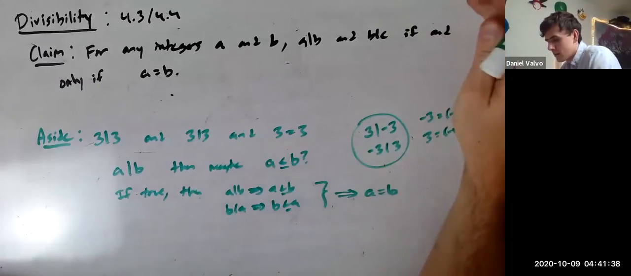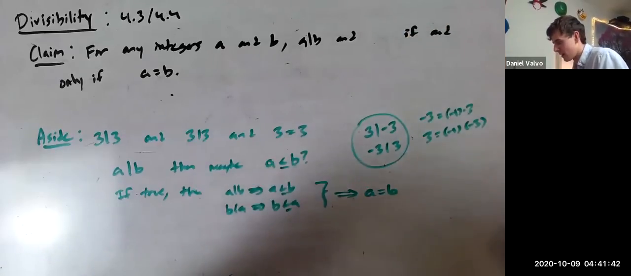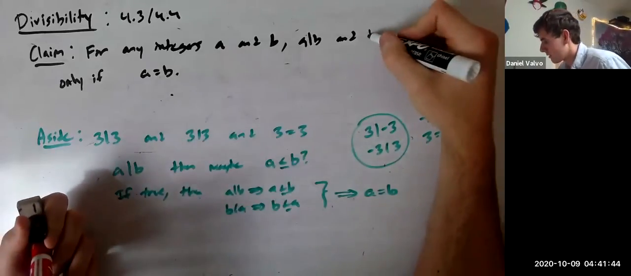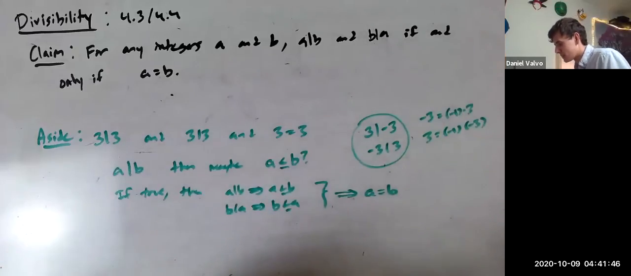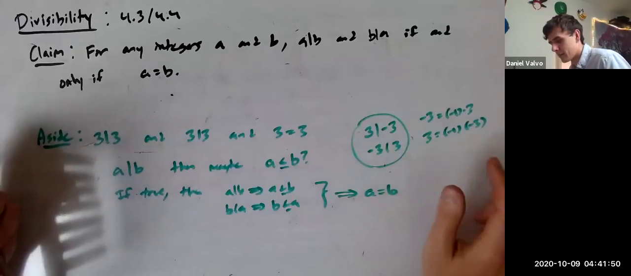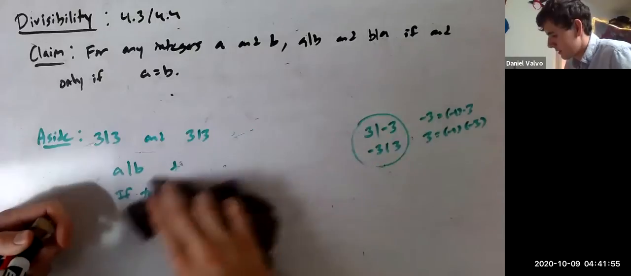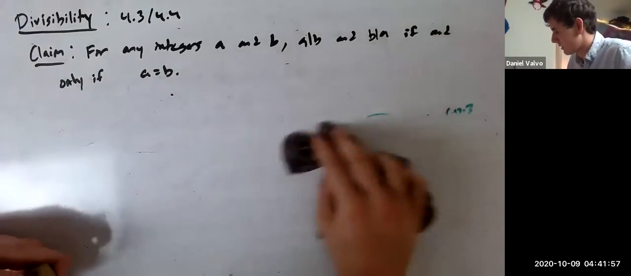Oh, this should have been B divides A. My bad, people. There's no C here at all. The point is, here A divides B and B divides A, but A does not equal B. So this is not true. We can't say this. Does that make sense?